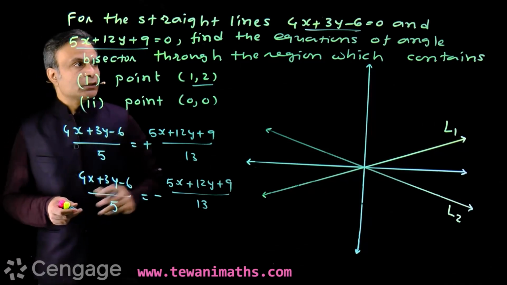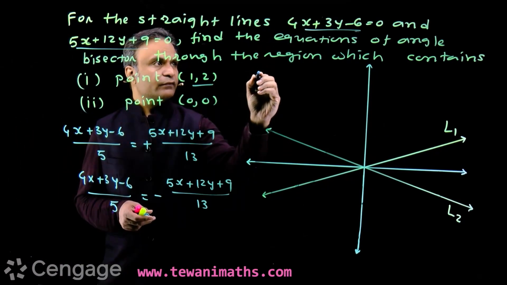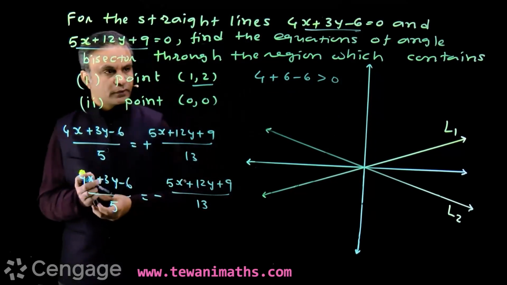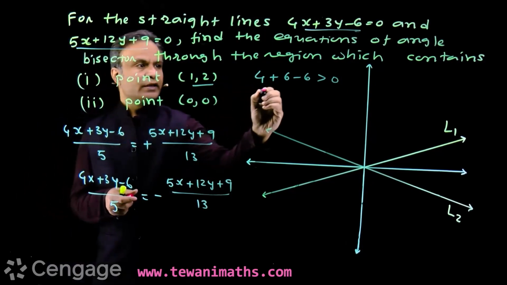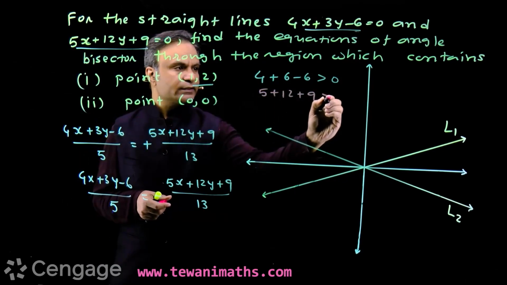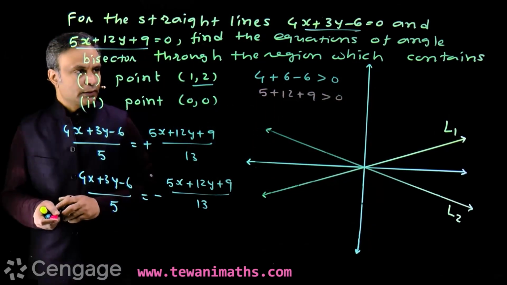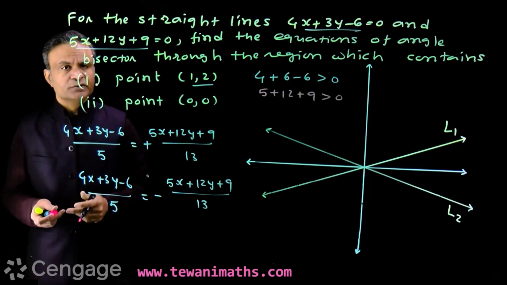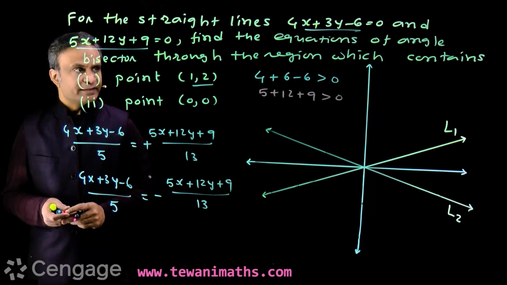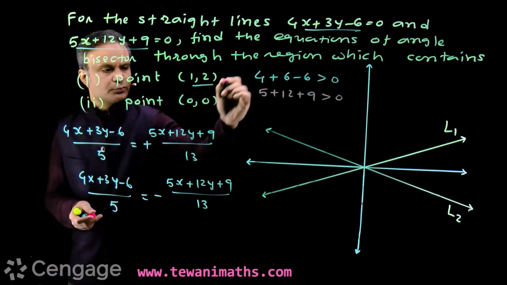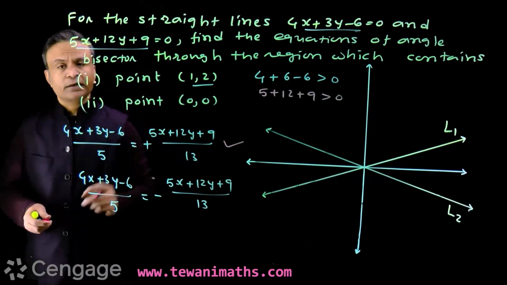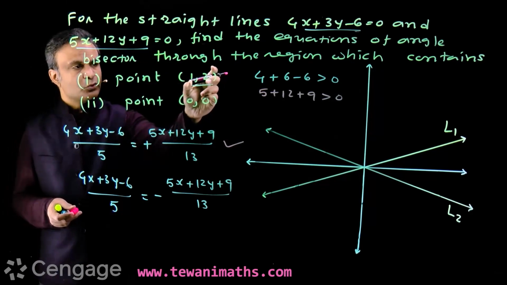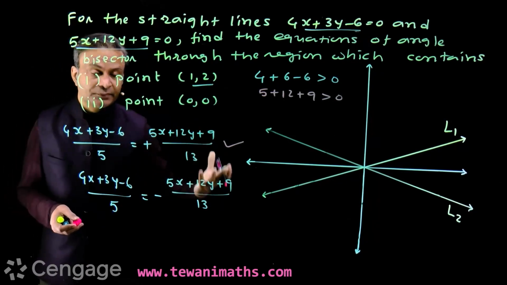For this linear expression we have 4 plus 6 minus 6, which is greater than 0. For this linear expression we have 5 plus 12 plus 9, this is also greater than 0. The signs of these two linear expressions with respect to this point are positive, the same. Then the angle bisector through the region which contains this point will be this one. A plus sign will come here, because the values of both expressions with respect to this point are positive, the same sign.